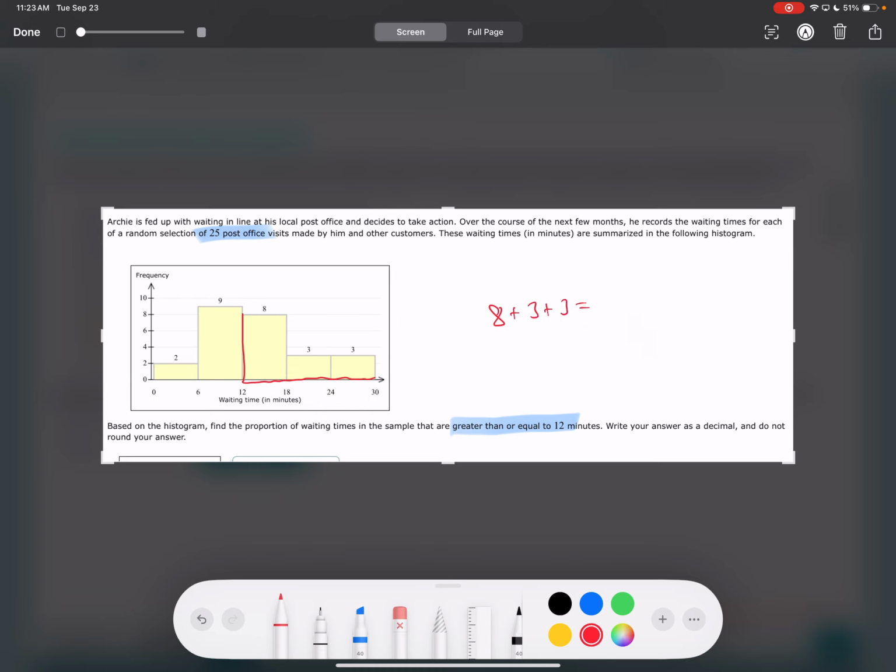Can anybody tell me why it's wrong when I put in 14? No, not in the mood today. This is asking for a proportion, so a proportion would mean that I do need to divide by the total amount, out of 25. 14 times 4 is 56, so this would be 0.56. So it'd be 56%, or the proportion 0.56.